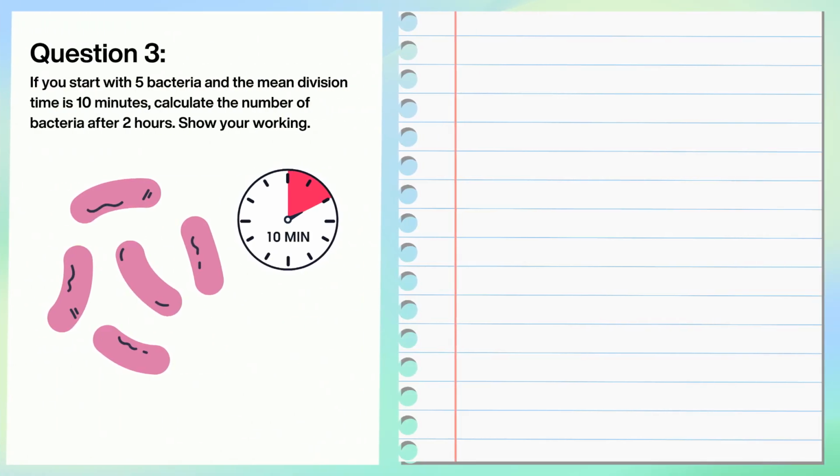Let's look at our third and final question. If you start with 5 bacteria and the mean division time is 10 minutes, calculate the number of bacteria after 2 hours. Show your working. Pause here to have a go. Now let's go through the answer.